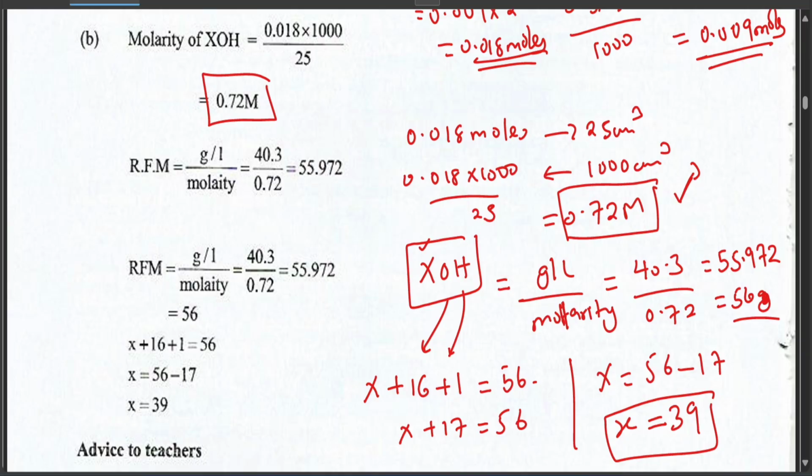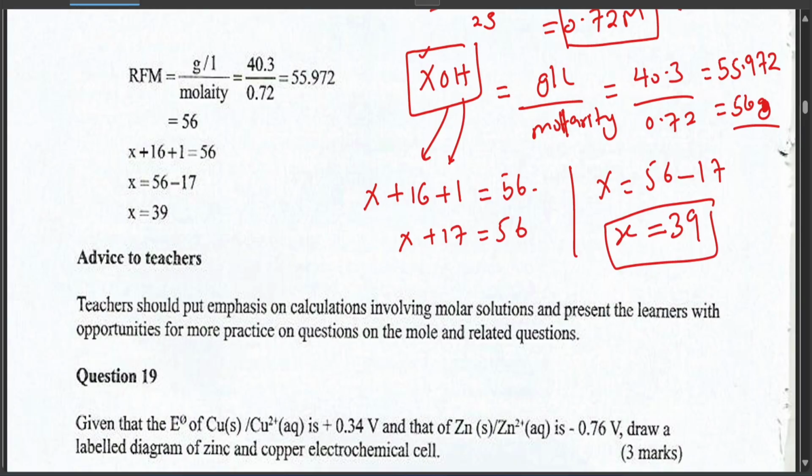The only mistake that the student did here, they neglected the part where they were supposed to search moles using mole ratio. So the advice that was given to the teachers included that the teacher was supposed to put more emphasis. Even currently, we're supposed to put more emphasis on calculations involving molar solutions, and that's why whenever we are at school, we tend to give the students more questions on moles so that they can get equipped with these questions.